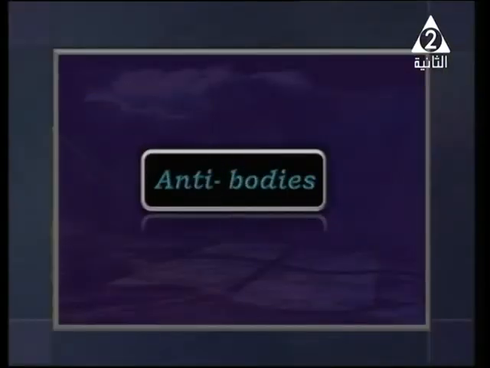Also, we have number 6, the antibodies, and we're going to study antibodies in detail. We have a lot of information about the antibodies: where they are located, how they look, and what their function is. You also need to know the shape and the structure of the antibodies. Starting with, what does it mean, antibodies?